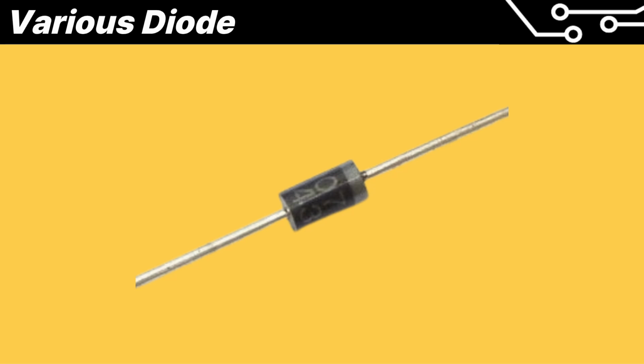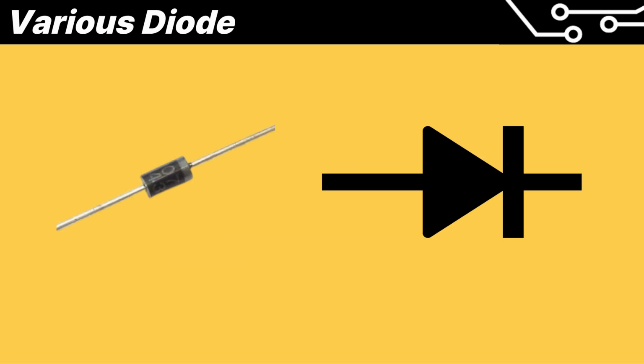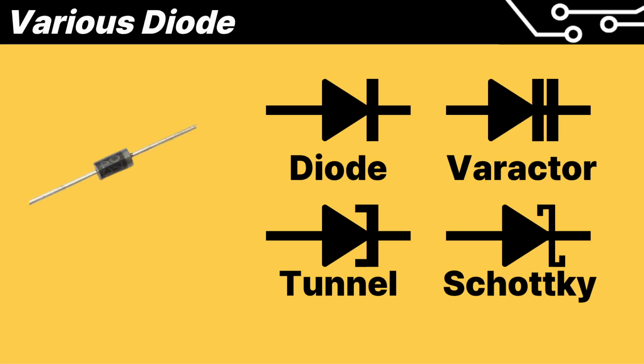Do you know about diode components? When you think of a standard diode, you probably imagine this symbol and component. Actually, there isn't just one type of diode, but many. In this video, we will explore the characteristics and operating principles of 4 out of 6 common diodes.